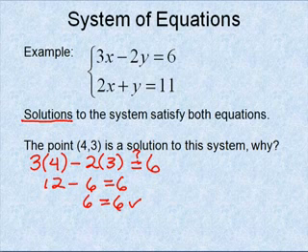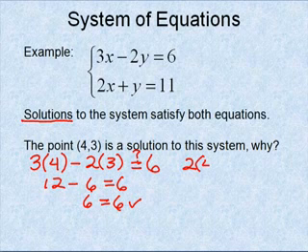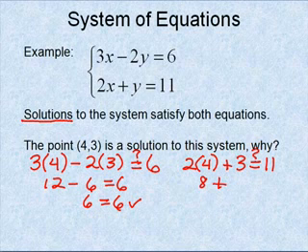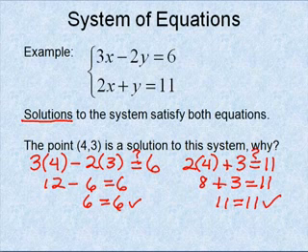Now let's take a look at our second equation and see if that one is satisfied. So I have 2 times 4 plus 3, and I want to know if that's going to equal 11. So I have 8 plus 3, and that also satisfies this equation. So 11 equals 11.